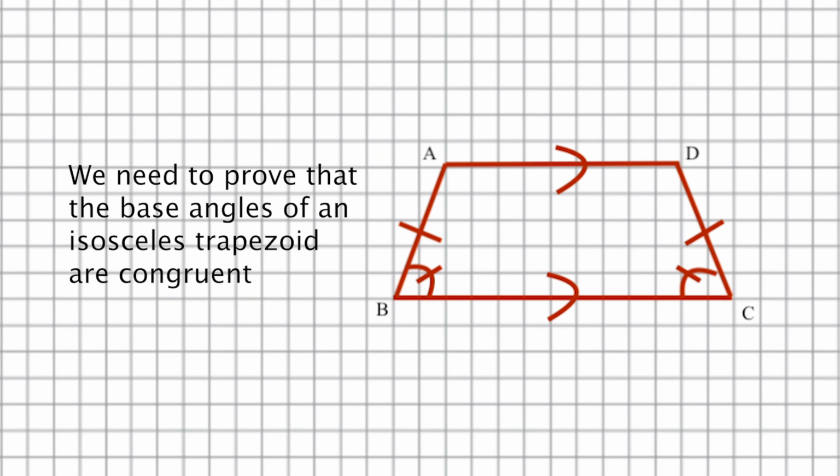To prove the isosceles trapezoid theorem, we must first know what specifically we are proving. In this case, it is that these two base angles are congruent. With that out of the way, let's begin.